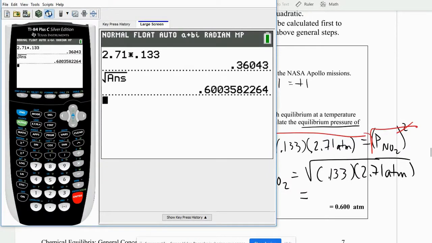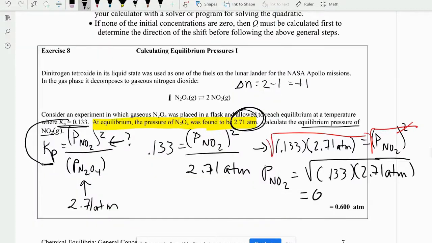Okay, so if we go back to our calculator, I look at the values that were given to me within the problem, and I see that I should probably be reporting this to 3 sig figs. So the equilibrium concentration of nitrogen dioxide would be 0.600 atmospheres. And you can see that it aligns with the answer given at the bottom of the box. All right, so that one was our easier one.